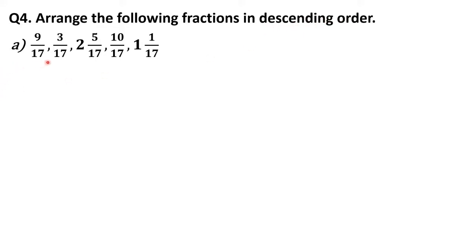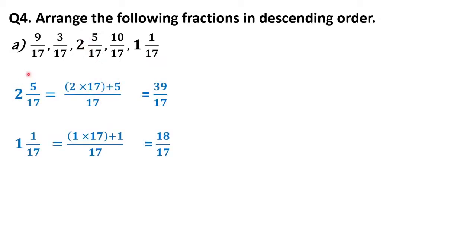Okay. So our next question is, arrange the following fraction in descending order. So children, you can see here all the fractions are having same denominators. That means these all fractions are like fractions. So only two fractions we have in mixed fraction. So we'll convert this mixed fraction into improper fraction. So we'll have 2 5 by 17 when we multiply whole number into denominator plus numerator, and the whole thing is divided by denominator. Okay, so we get 39 by 17, and same thing for 1 by 17 we get 18 by 17 as the improper fraction.